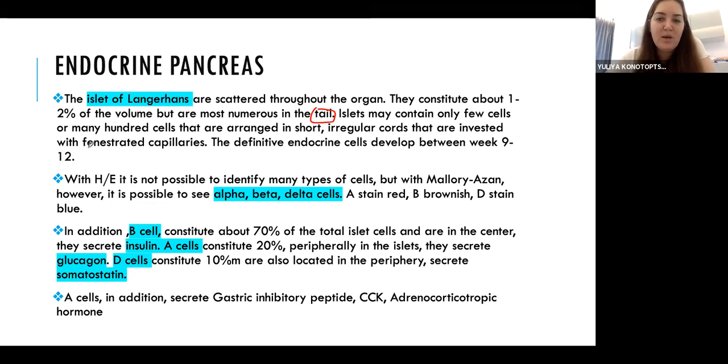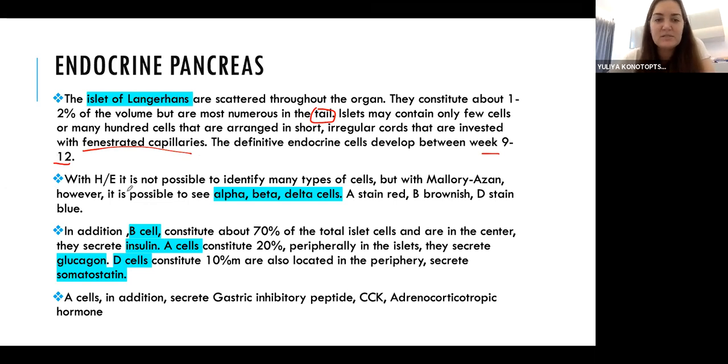Of course, there are going to be a bunch of fenestrated capillaries because this is an endocrine portion, so it's going to be surrounded by fenestrated capillaries. When do the islets of Langerhans appear? Week 9 to 12. So they're the first portion to arise in your pancreas embryologically. So you first make the endocrine portion.